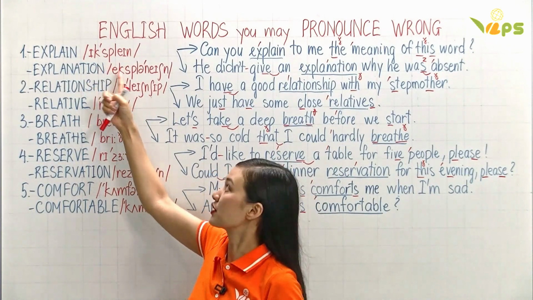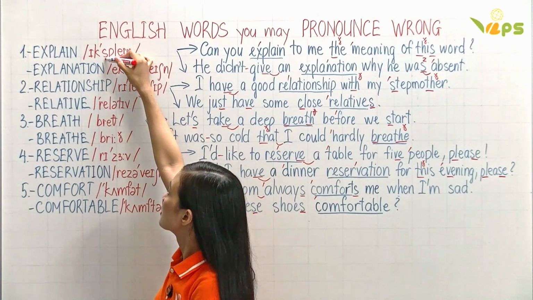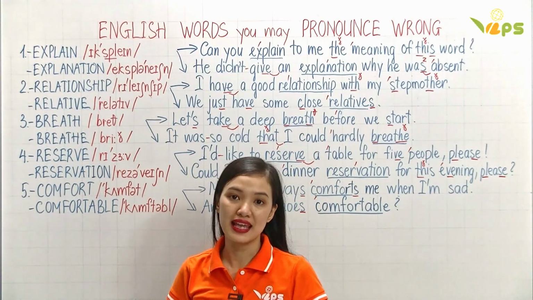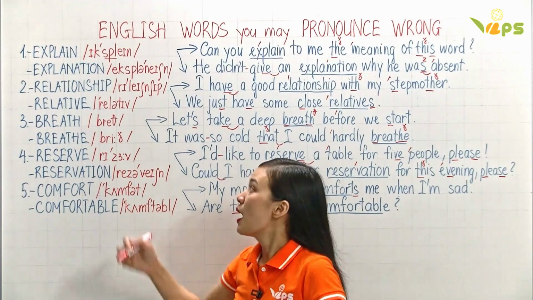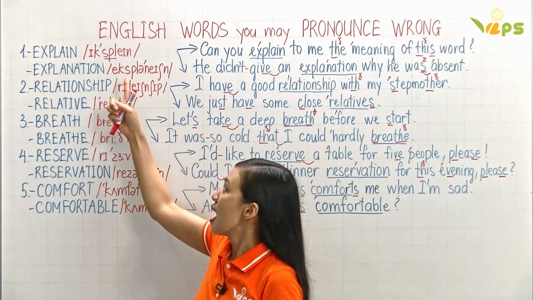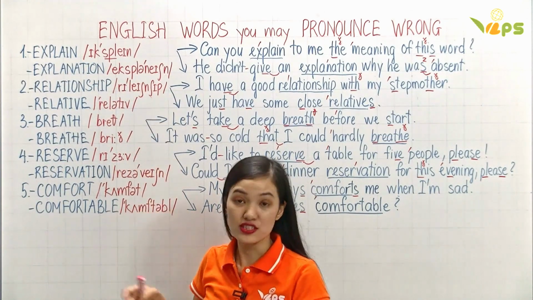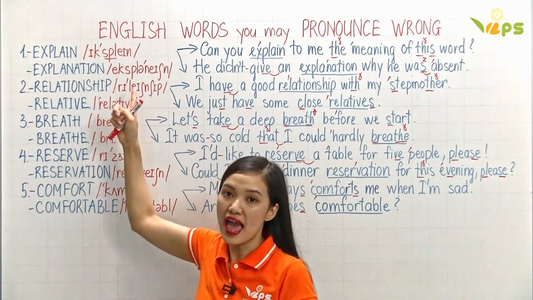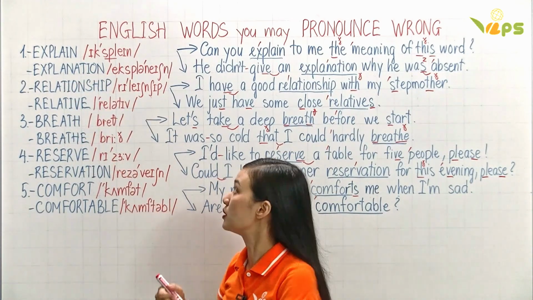Remember the X here, explain. Remember the consonant cluster? Spl, explain, explain. But the noun of this one is explanation. It's quite different, huh? Don't say explanation, that is explanation.